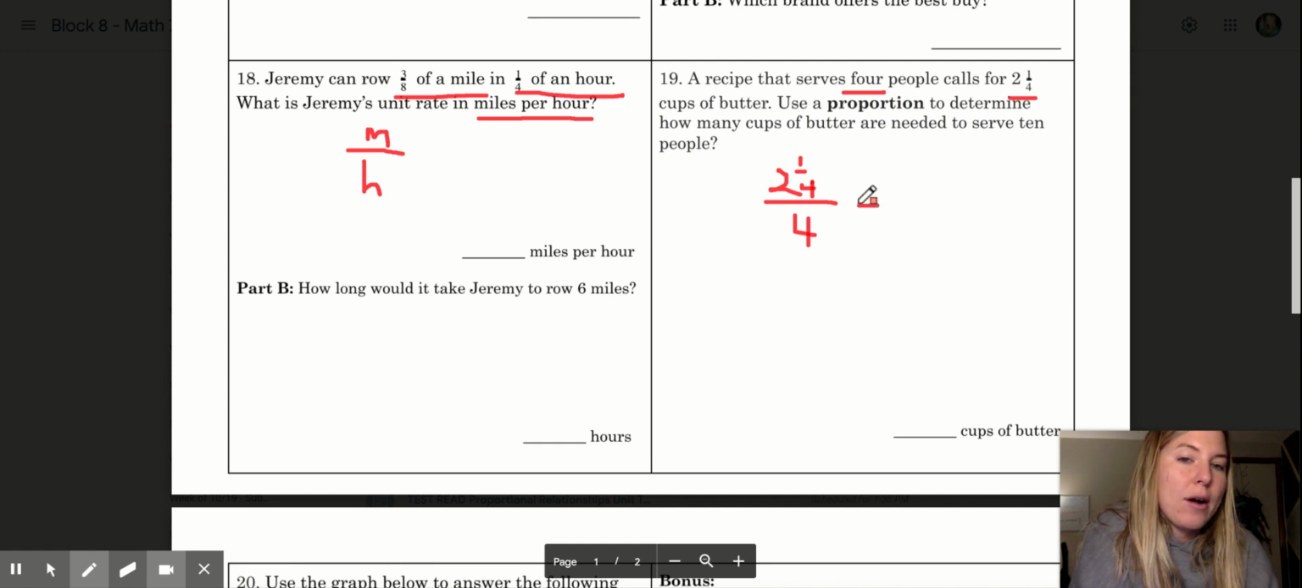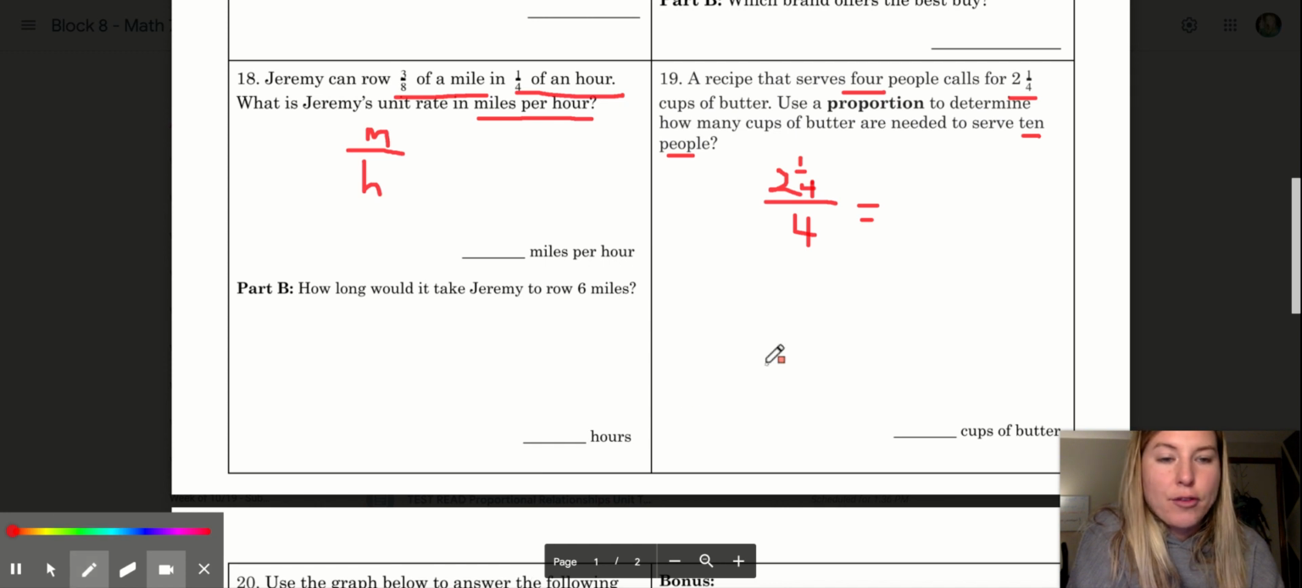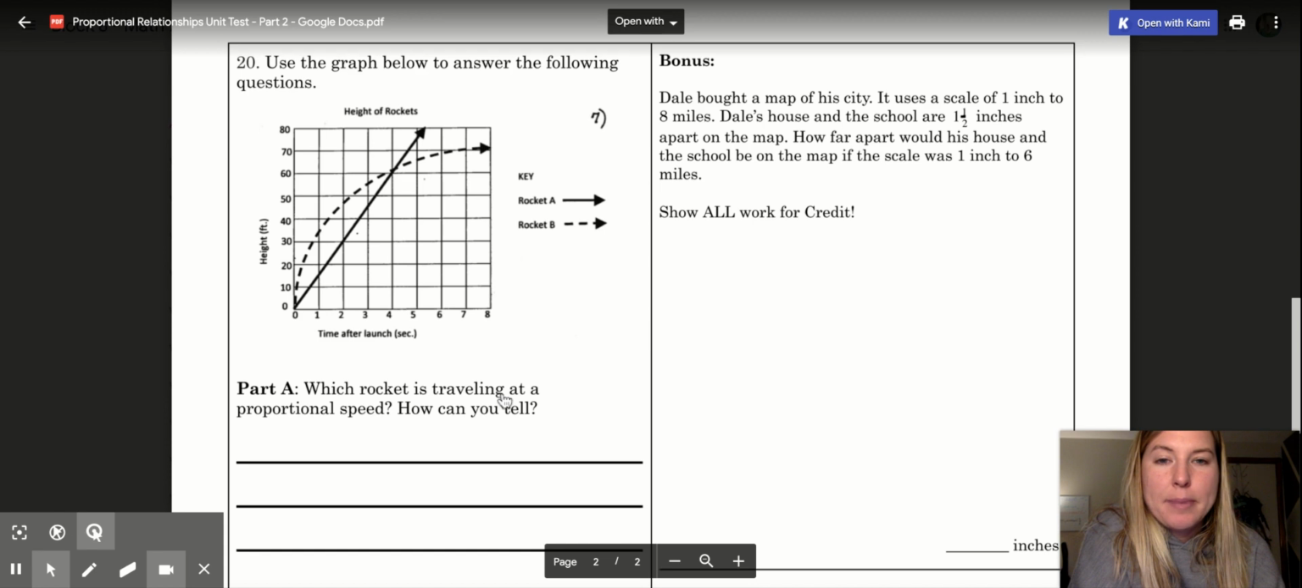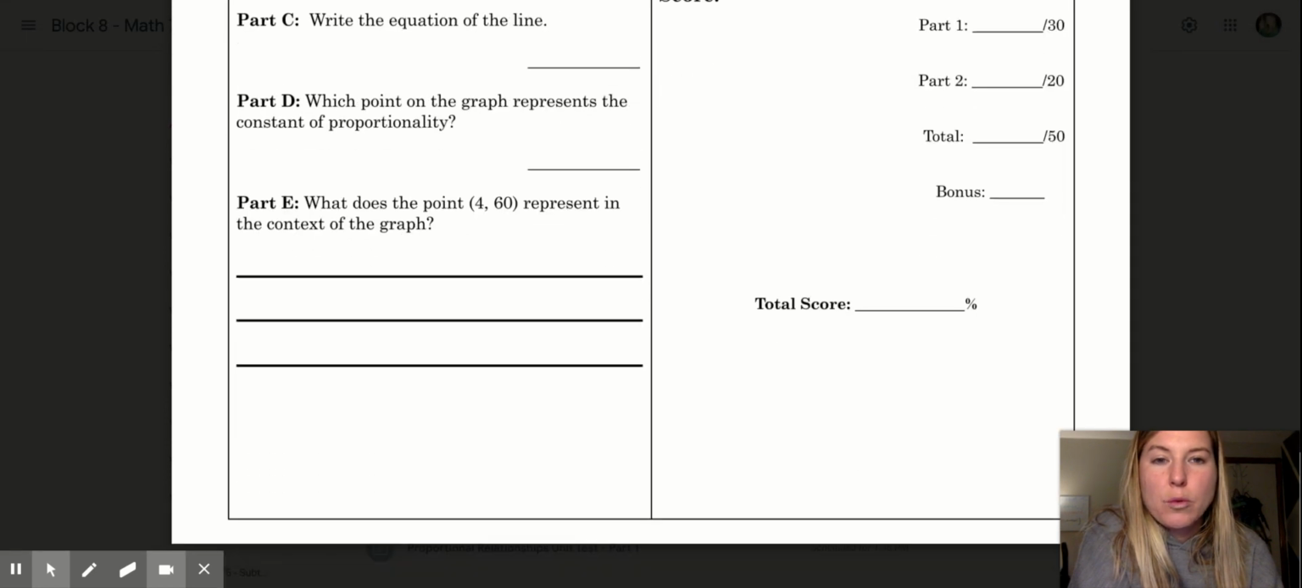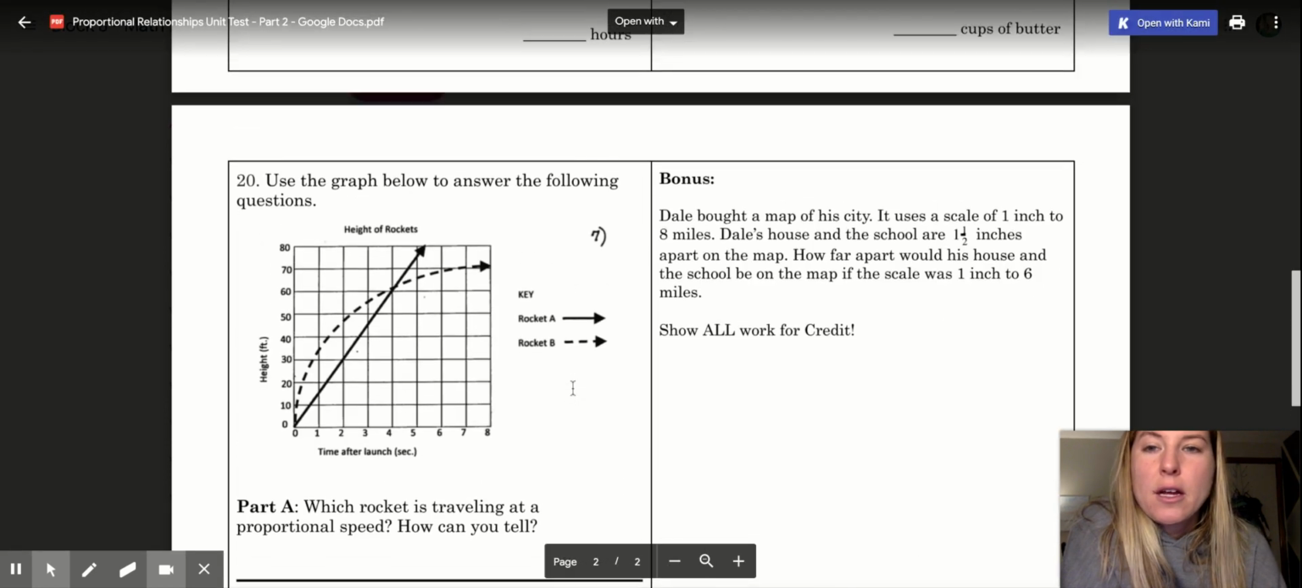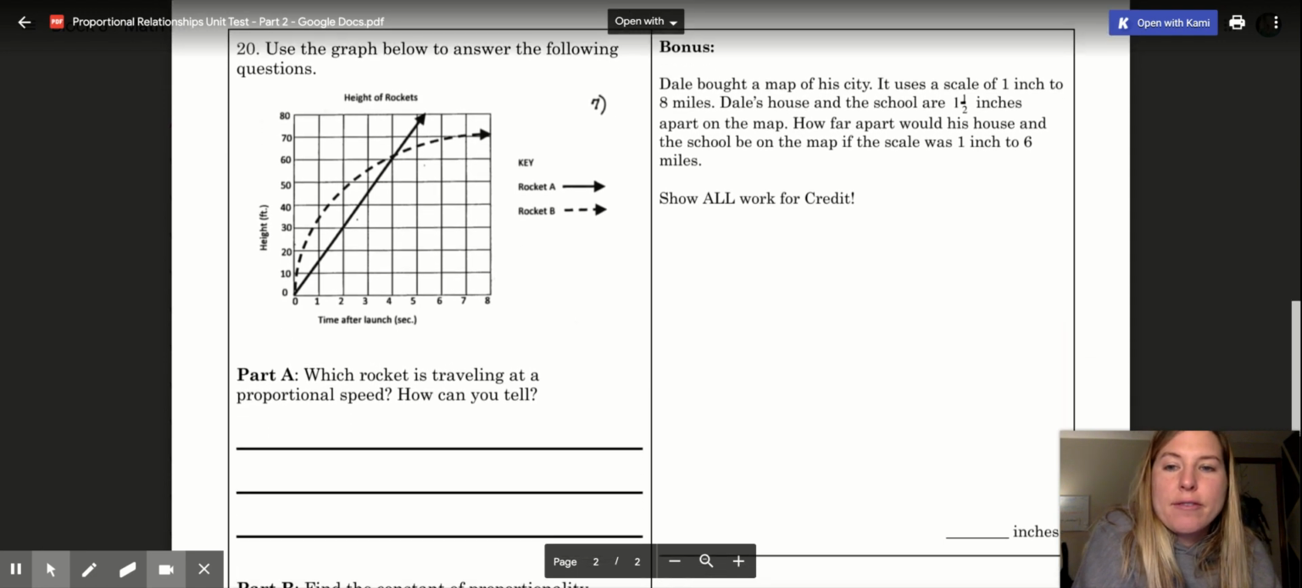Once you find out how much butter serves one person, you can then multiply by 10 to figure out how many cups of butter you would need. Make sure you show that work. Don't forget. All right, last page. We have question 20, which has multiple parts. It says use the graph below to answer the following questions.